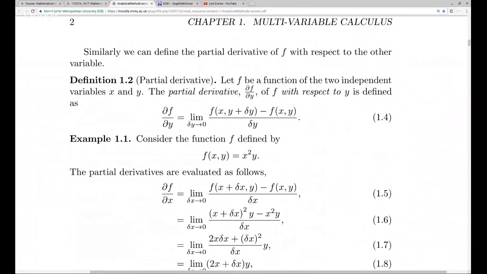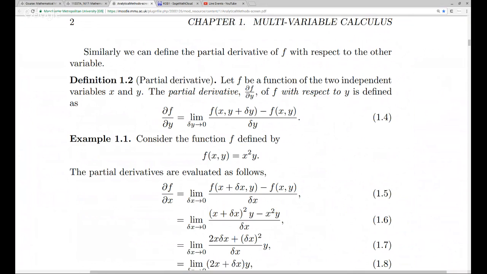And the partial derivative of f with respect to y, there's two of these. You can take the partial derivative with respect to x and the partial derivative with respect to y. The partial derivative with respect to y shown here is the limit of this quantity here. So this is evaluated at a base point x, y. So you think of the two values x and y as being fixed at some location.